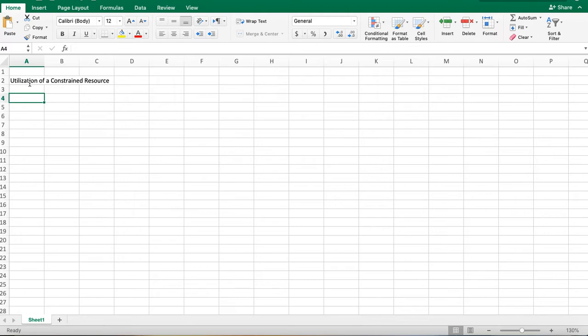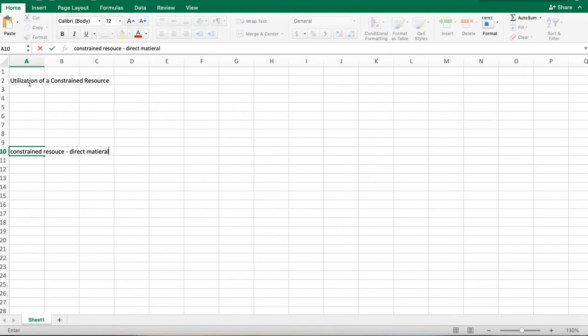And then we're told that the demand for the company's products is very strong, with far more orders each month than the company can produce with available raw materials. The same material is used for each product. The materials cost $3 per pound with a maximum of 5,000 pounds available each month. So the constrained resource is a direct material that costs $3 per pound and 5,000 pounds are available each month.